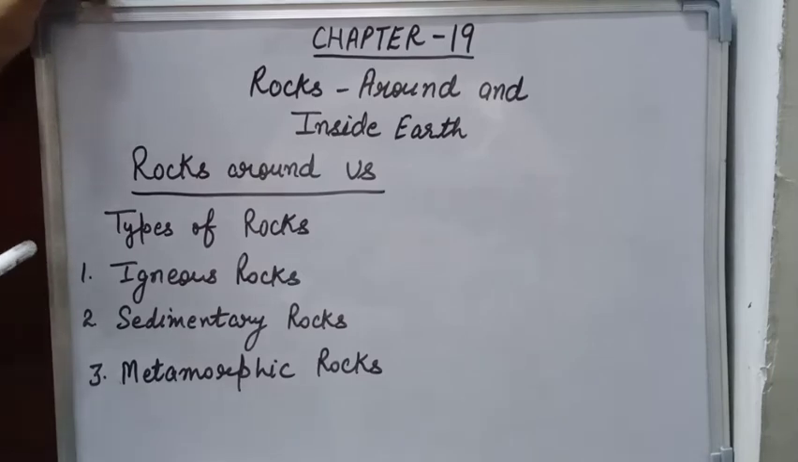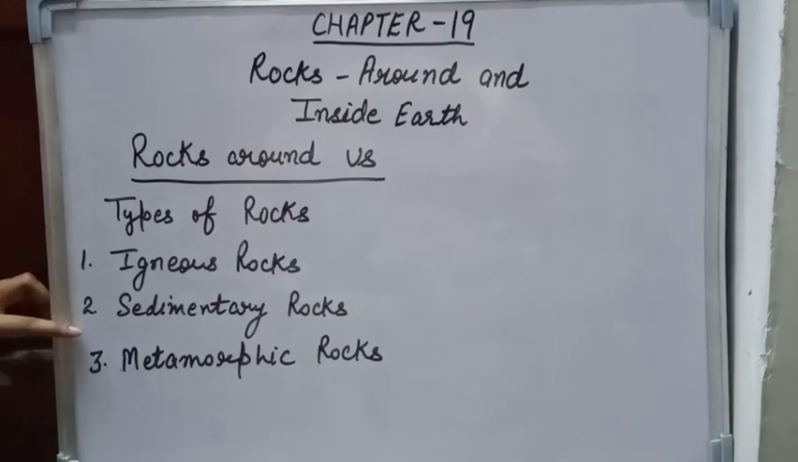However, when the magma is unable to come out on the surface and cools off slowly deep within the earth's crust, it forms large grained rocks, and these rocks are called intrusive igneous rocks. Granite is an example of an intrusive igneous rock.